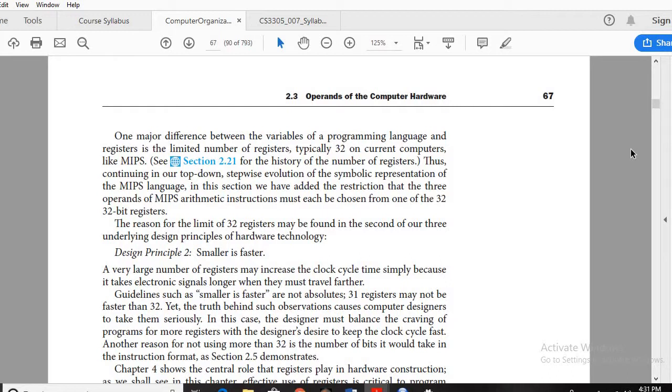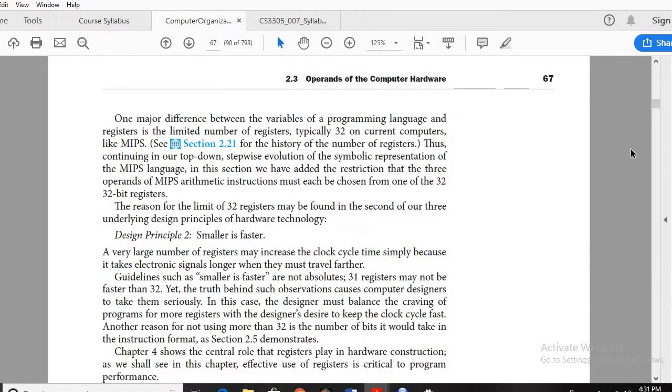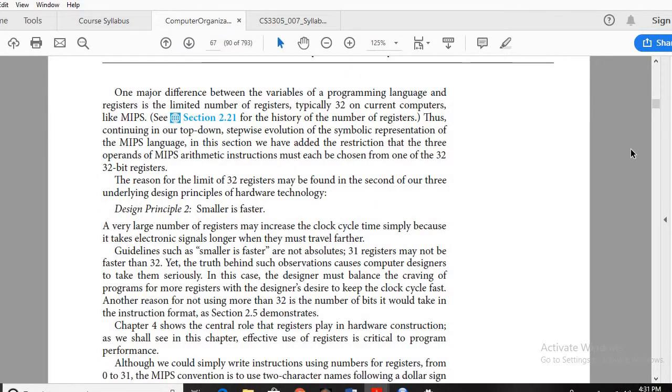The reason for the limit of 32 registers may be found in the second of our three underlying design principles of hardware technology. Design Principle 2, smaller is faster. A very large number of registers may increase the clock cycle time simply because it takes electronic signals longer when they must travel farther. Guidelines such as smaller is faster are not absolutes. 31 registers may not be faster than 32, yet the truth behind such observations causes computer designers to take them seriously. In this case, the designer must balance the craving of programs for more registers with the designer's desire to keep the clock cycle fast.